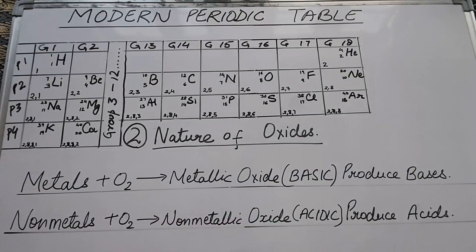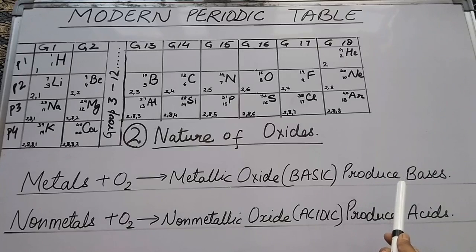The second property in the modern periodic table, nature of the oxides, that we have to do. Oxides means when anything combines with oxygen, it is going to produce an oxide. So when metals combine with oxygen, they give us metallic oxides. When non-metals combine with oxygen, they give us non-metallic oxides. We are studying metals and non-metals. The metallic oxides, they have a basic nature. When we talk about basic nature, it means when these dissolve in water, they are going to give you bases, like NaOH, KOH, Mg(OH)2.